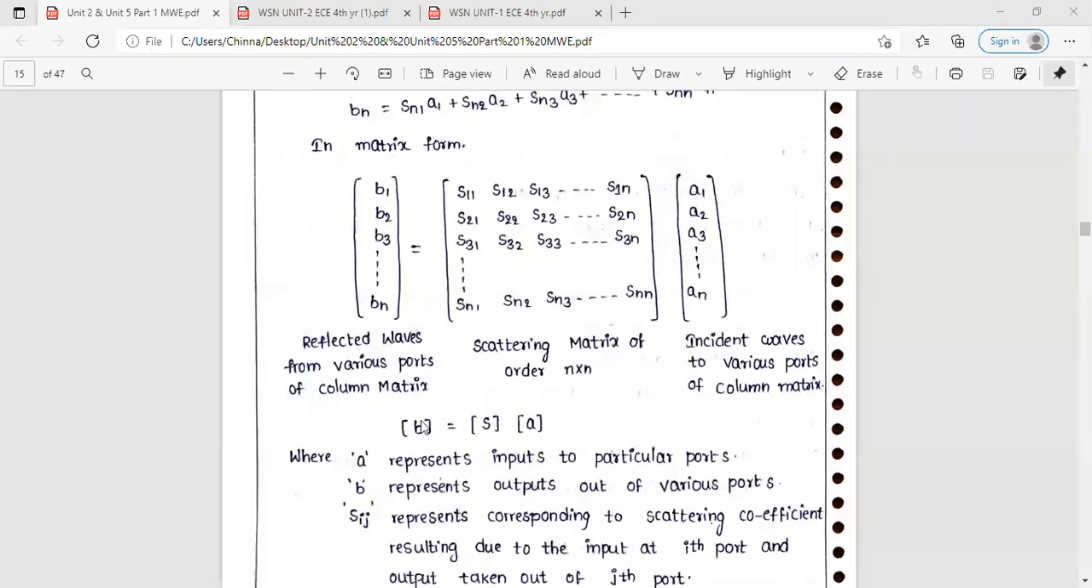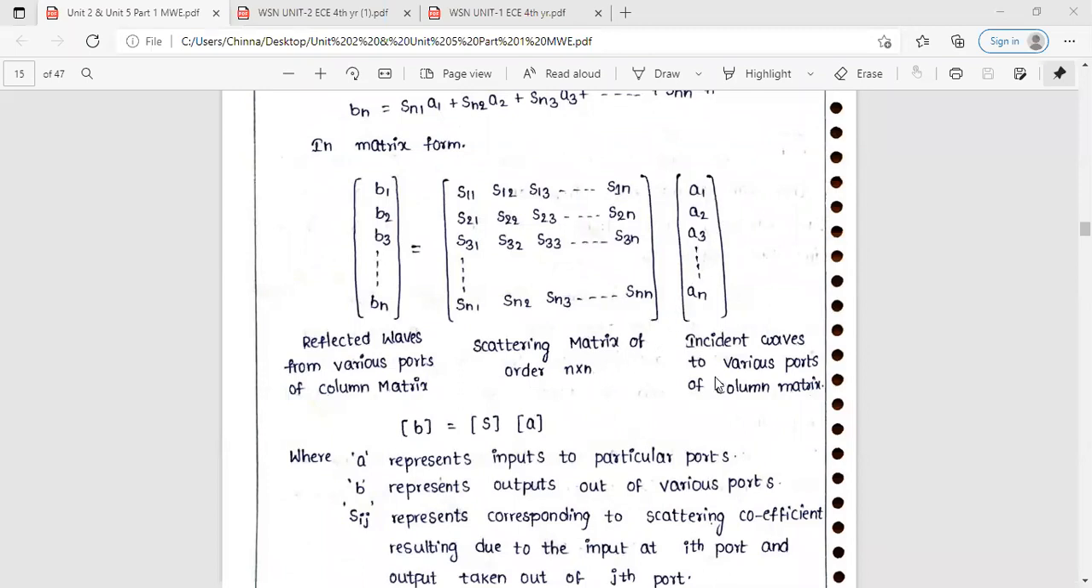Final expression for the scattering matrix: matrix B is equal to matrix S into matrix A. So matrix B represents the reflected waves from the various ports, as a column matrix. Column matrix అనేది కన్సిడరేషన్ అనేది ఇక్కడ తీసుకుంటున్నాం. సో scattering matrix of the order n by n. So the scattering matrix is always a square matrix. So like that, an n by n matrix will be taken.